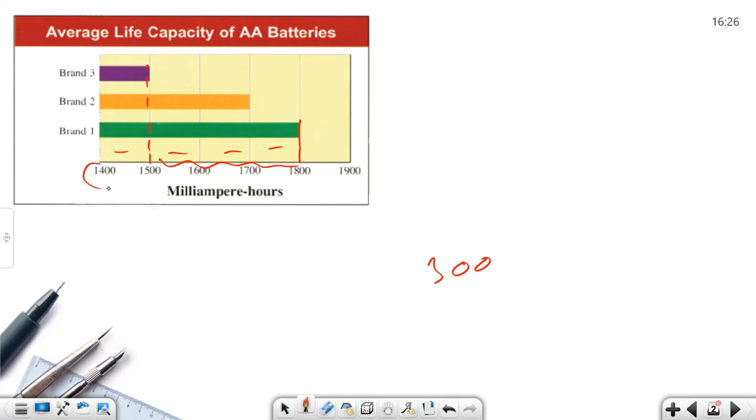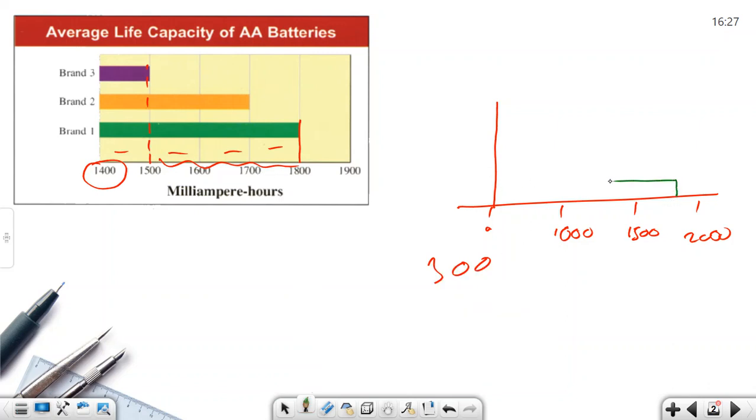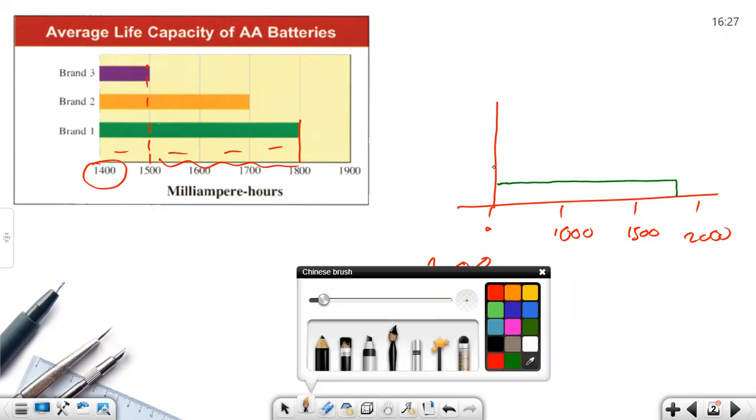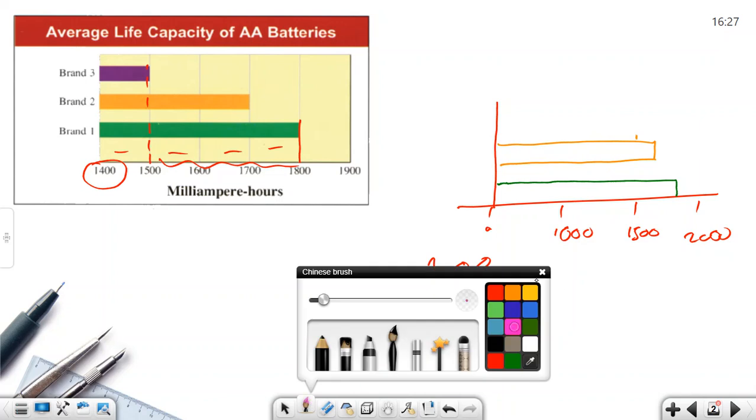Why? Because the graph doesn't start from 0. If it starts from 0, let's say 0, 1000, 1500, and 2000, the real graph has to look like this. Let's draw the green line. It's until 1800, and the other is 1700, let's say the yellow one. Okay, that's a little low, and the other is 1500. Let's choose the purple color here. That's okay.